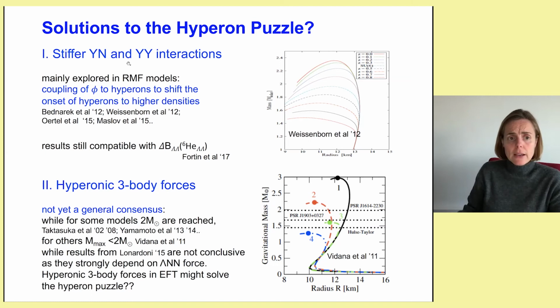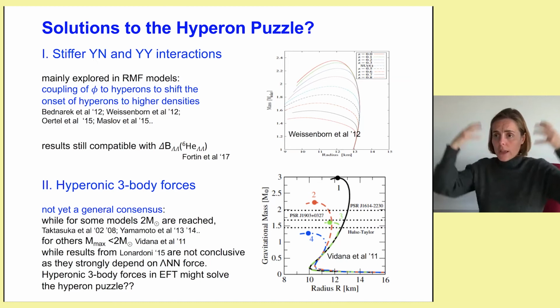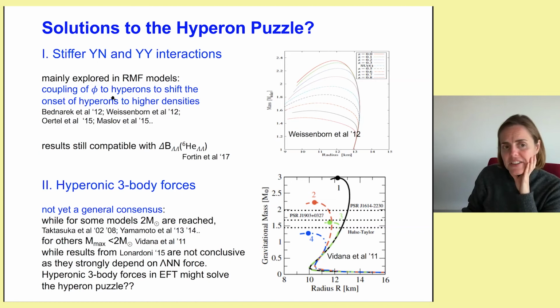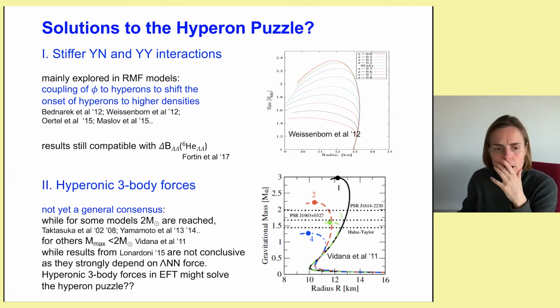So different ways to go is to play a bit on stiffening the interaction in such a way that you get higher masses. And this is, for example, what has been done in relativistic mean field models. This is an example in the relativistic mean field models to shift the appearance of hyperons to later states, okay? So the softening is not happening.